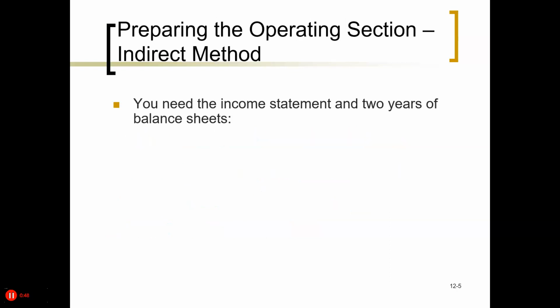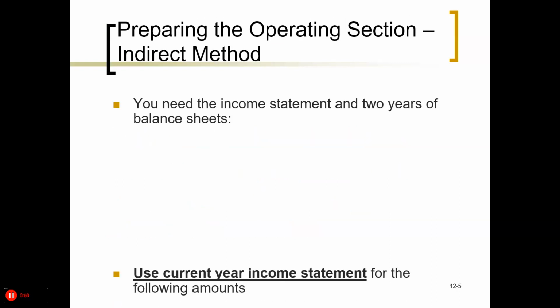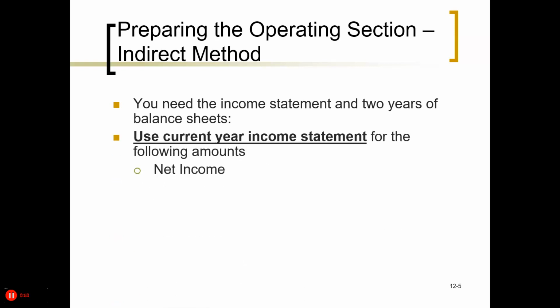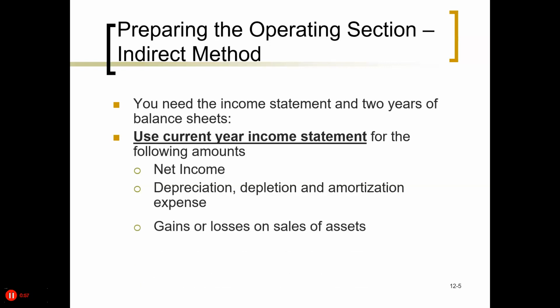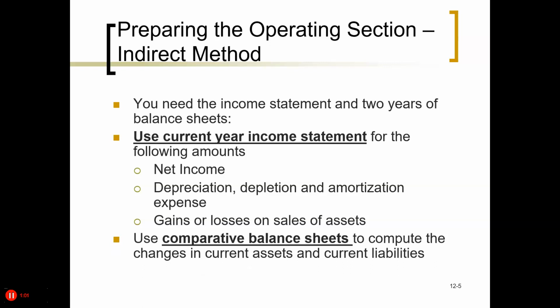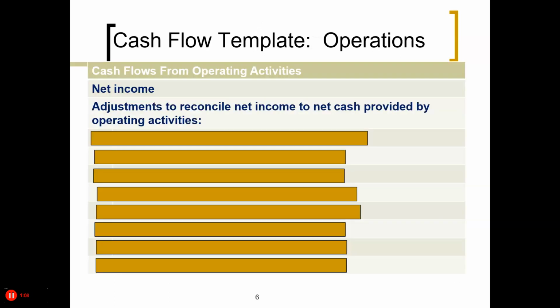Now, in order to do it, first you need the income statement, and you need to find the net income, any depreciation, depletion, or amortization, gains or losses. And on the balance sheet, for operating activities, you need to look at the changes of current assets and current liabilities. Now, how do these changes affect the cash flow from operating activities?